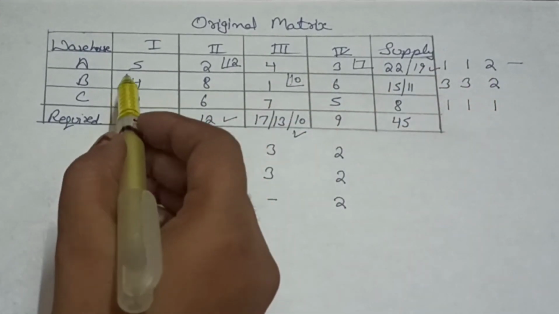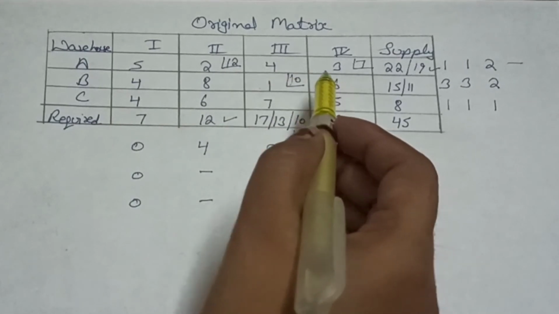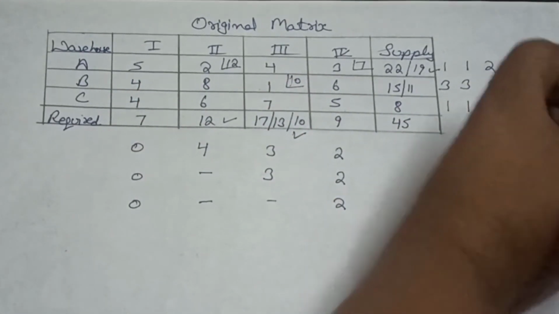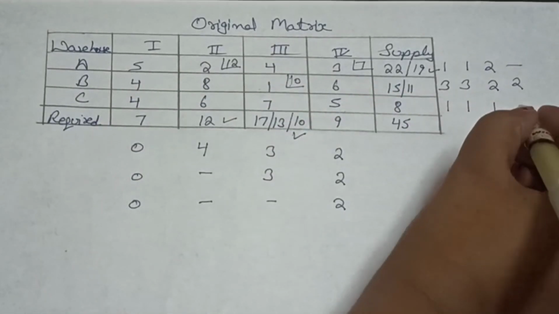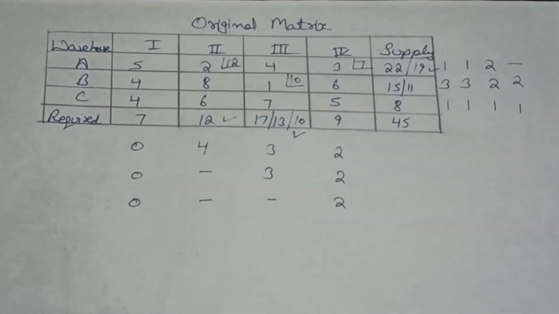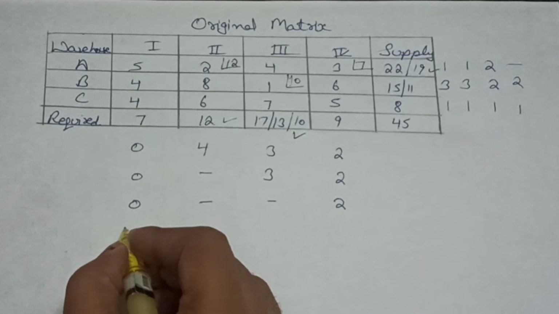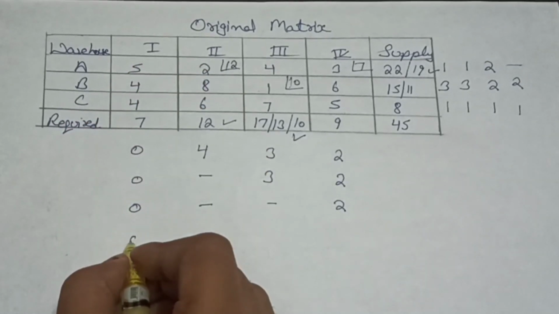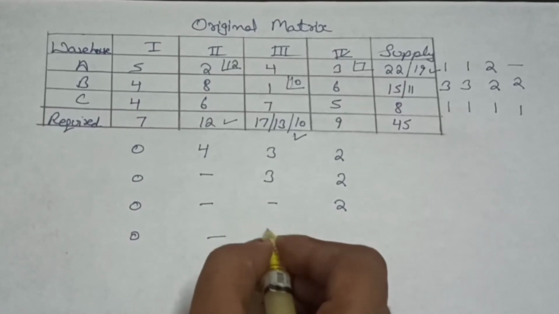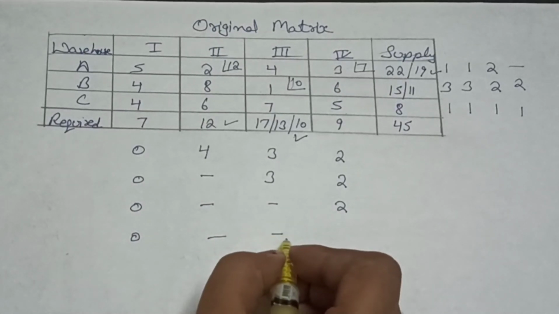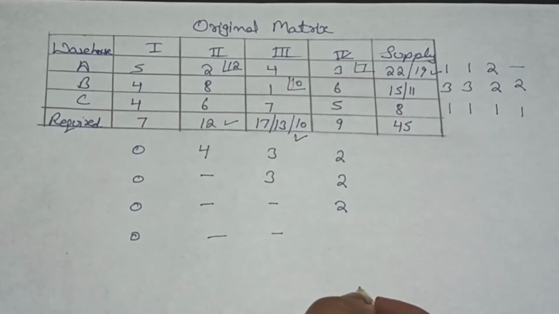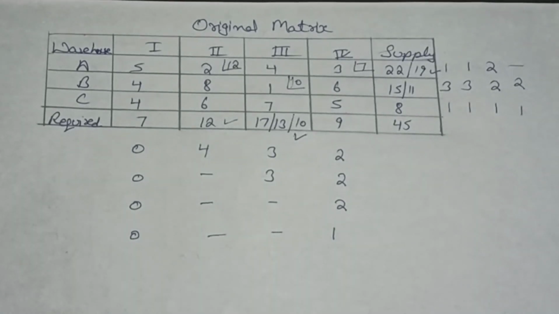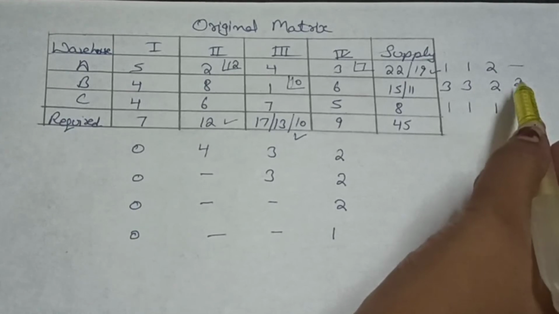So we will check for this cell. 4 and 6, difference is 2. 4 and 5, difference is 1. And for this column, difference is 4 minus 4 is equal to 0. These are already satisfied, and here the difference is 1. So students, you can see our maximum penalty is 2.